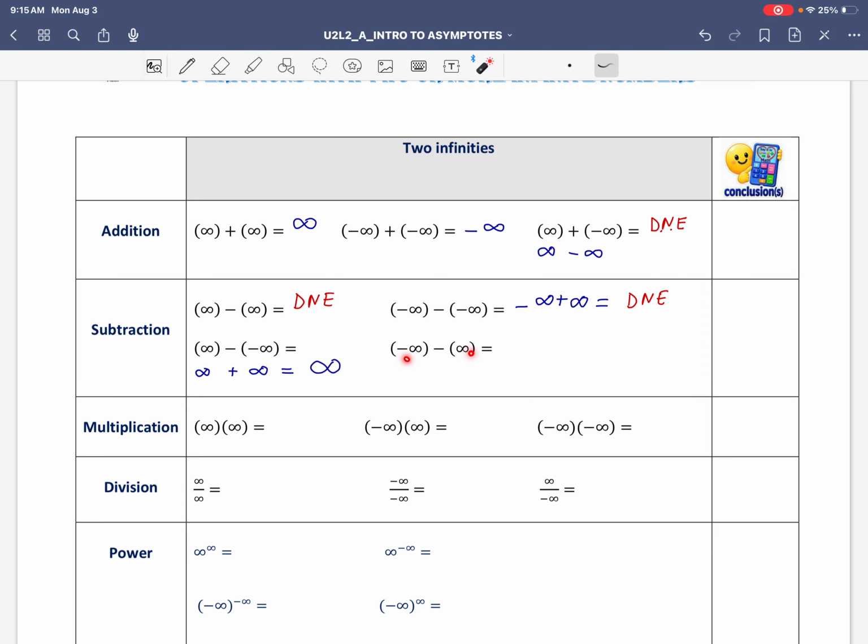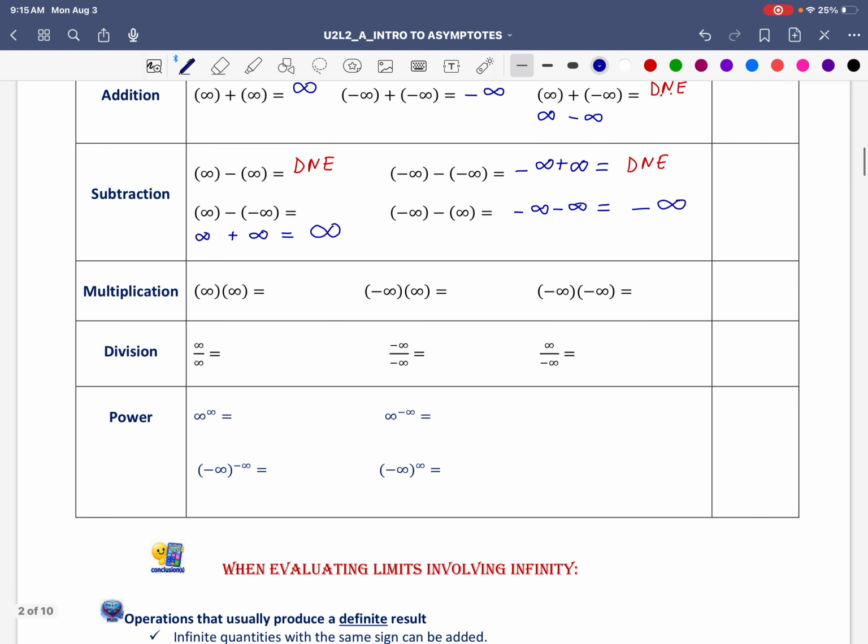And negative infinity minus infinity will be negative infinity minus infinity. So we have two negative infinities together that will give negative infinity. Next, multiplication. Multiplying two very large numbers will give one very large number, so infinity.